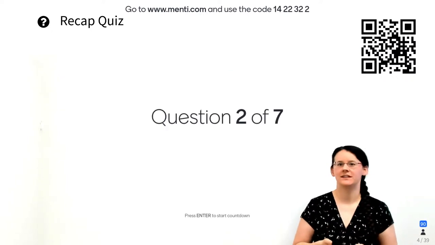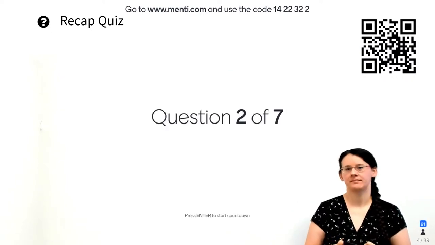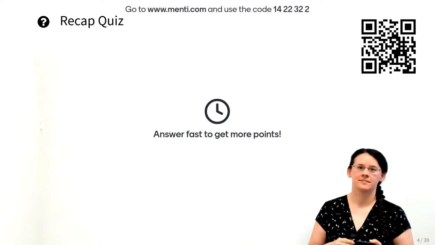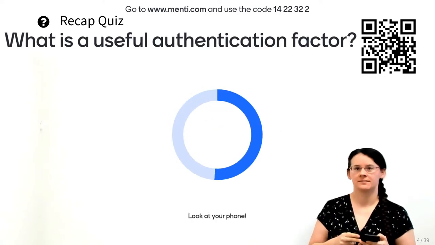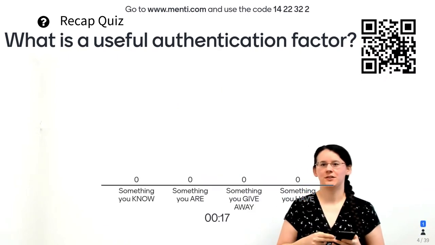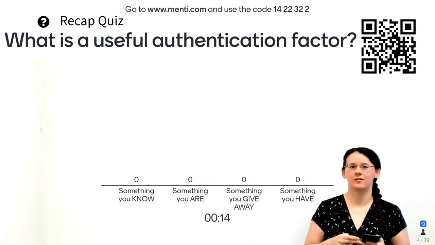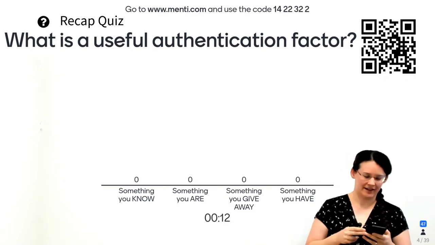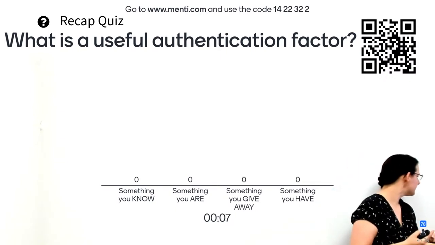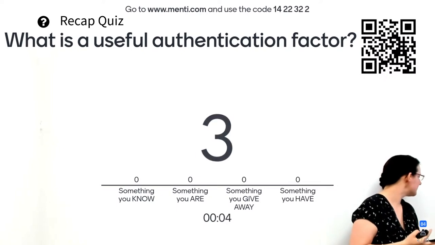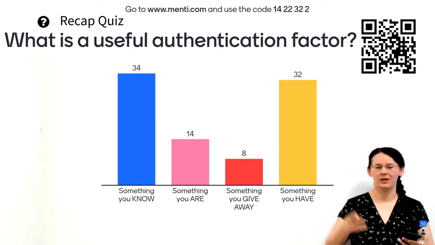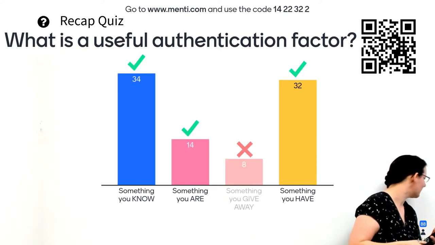What is a useful authentication factor? The options are something you know, something you are, something you give away, and something you have. Again, multiple answers may be correct. I hear that many people are reporting single choice. Okay, well, we'll see how that shows up here. I definitely selected multiple choice.